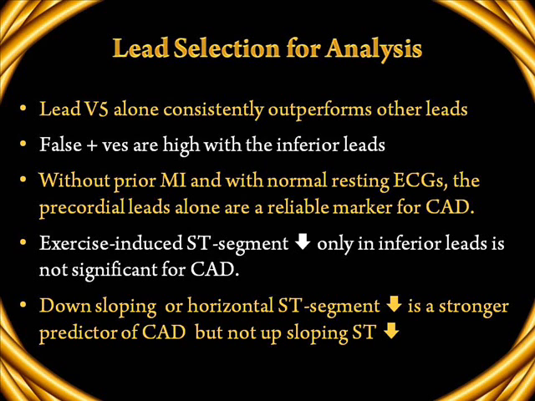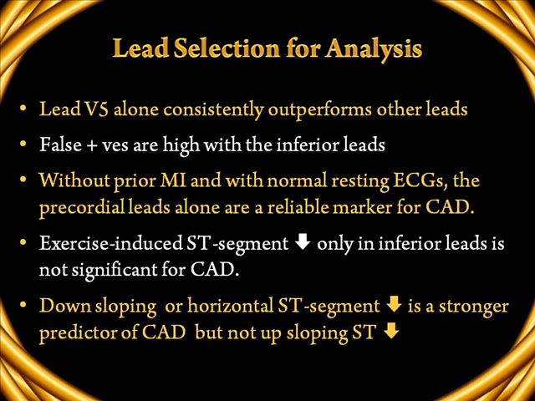In fact, the turbulence and vibration is more in the limb leads and least in the chest leads. That's one reason chest lead predictability is very high. Without prior MI and with normal resting ECGs, the precordial leads alone are a reliable marker for CAD. If he doesn't have previous MI and if his resting ECG is normal, it is good enough if we can look at the precordial leads alone.